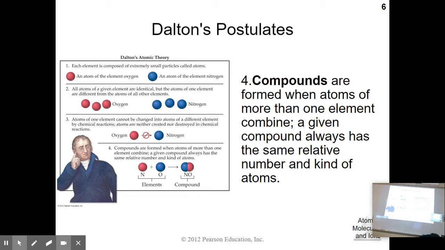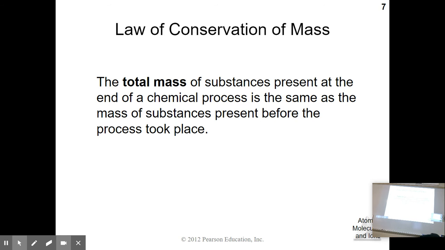So water is always going to have that chemical makeup of H2O. It's always going to have that ratio of two hydrogens to one oxygen. Okay? So when we have chemicals of something specific, it will always have that chemical makeup and ratio. Okay?